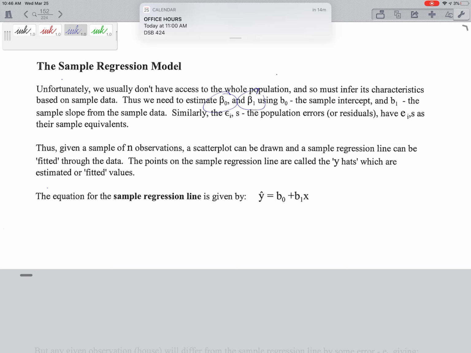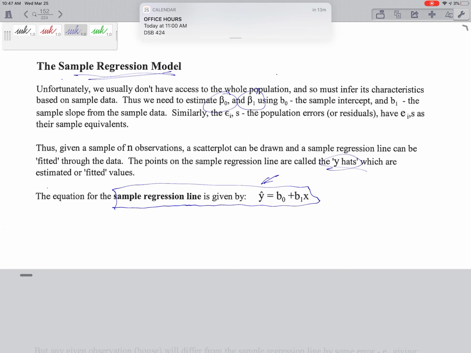And the problem, of course, is that we don't have access to the whole population. And so you really can't come up with your beta naught and your beta 1 unless you were to take a look at every house in Red Deer or whatever your population is. So usually what we do, of course, is we take a sample. And what we're going to do then is to come up with a sample regression model and a sample regression line. And the sample regression line is given by this equation right here.